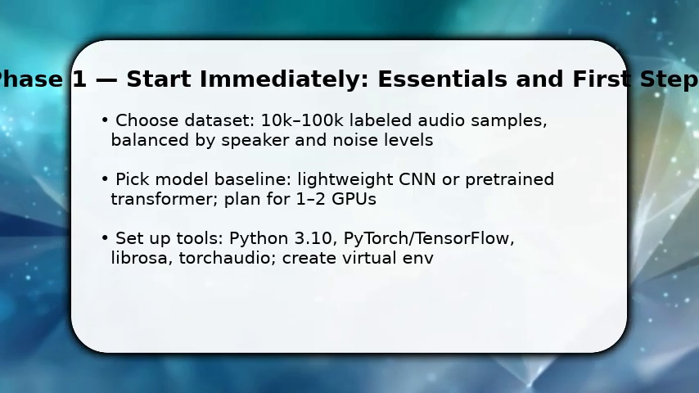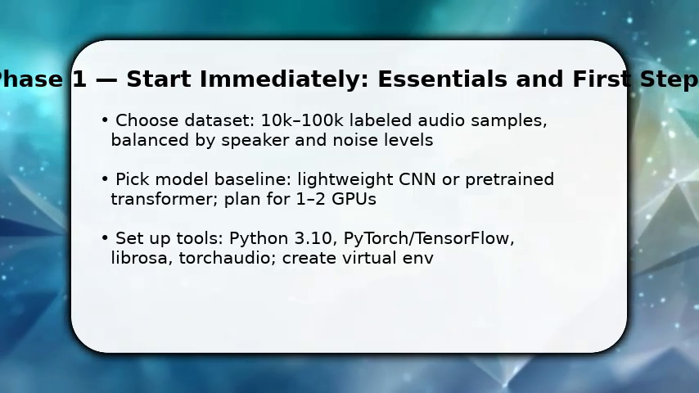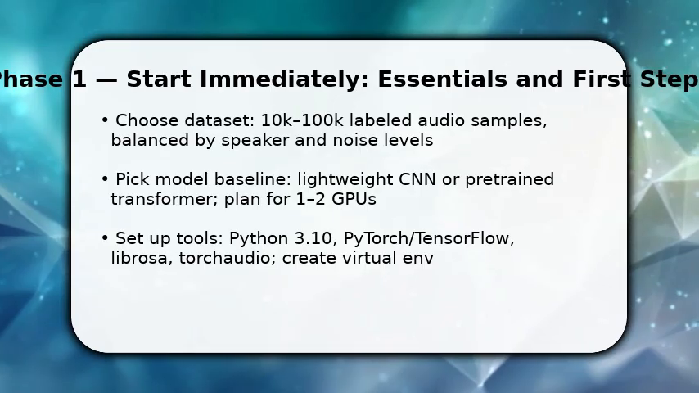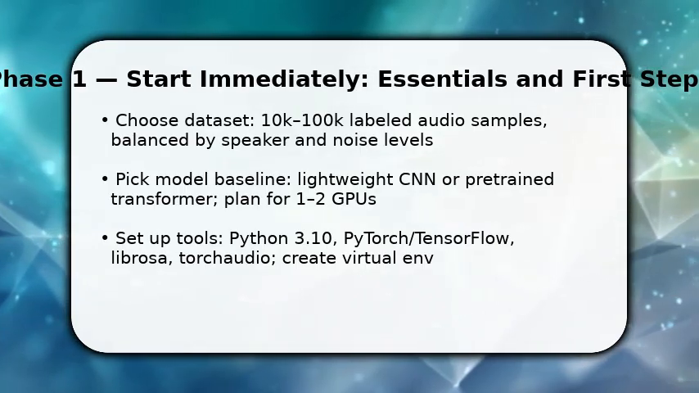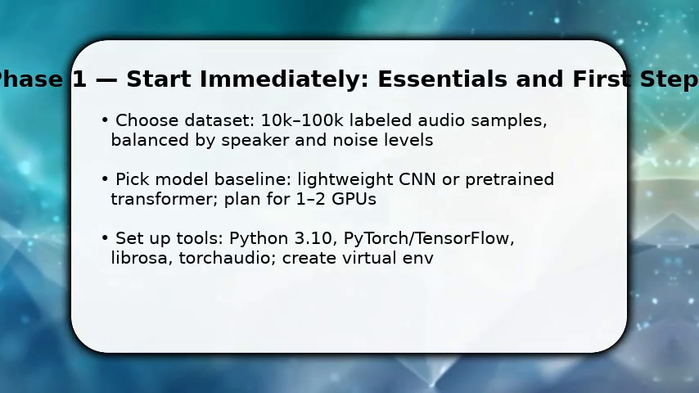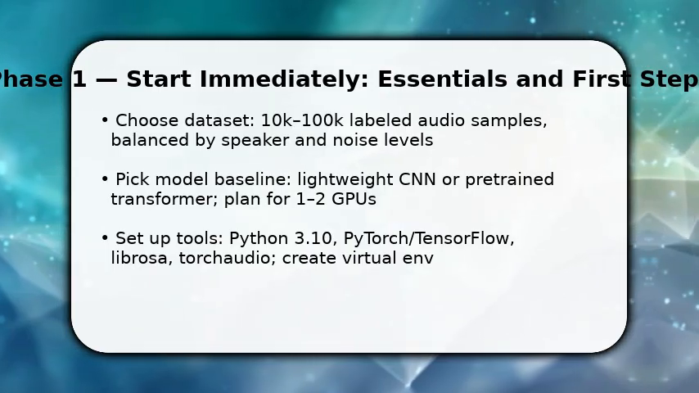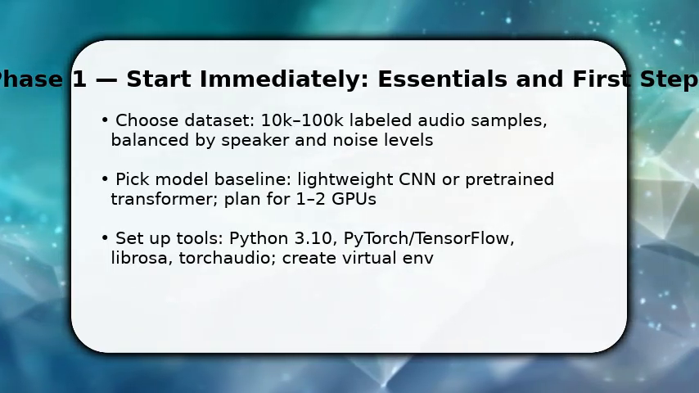Enjoy the video. You start by verifying data and compute. Gather 10K to 100K labeled clips and confirm sample rates. Once done, partition into train/val/test sets and normalize audio to 16,000 Hz.